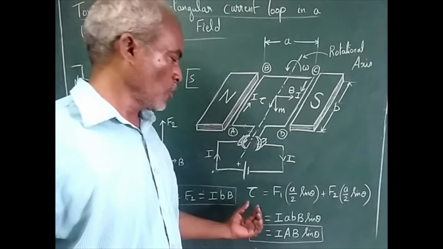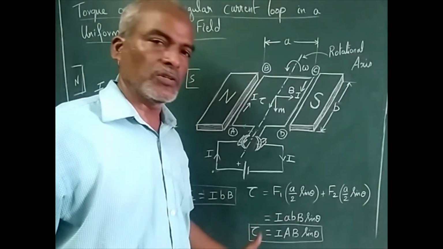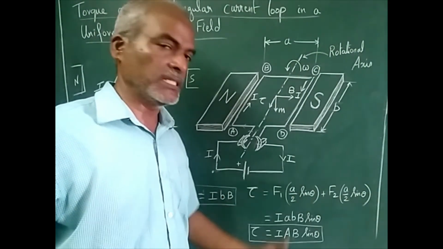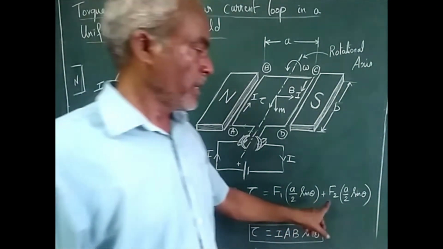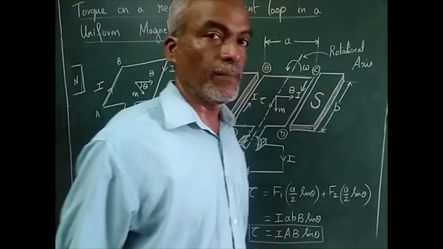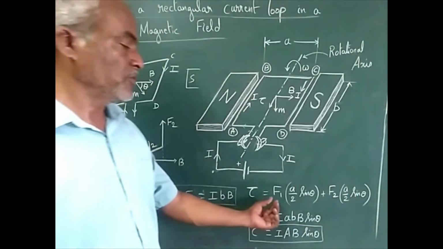So the total torque produced is equal to force into distance. So F1 into the distance, which is A by 2 sin theta. Similarly for the next case, F2 into A by 2 sin theta. Now we have to substitute for F1 and F2.